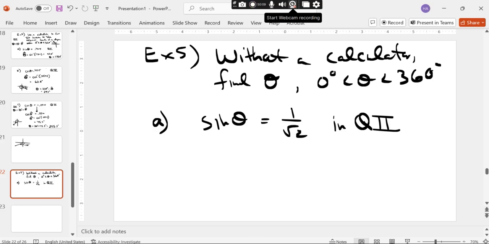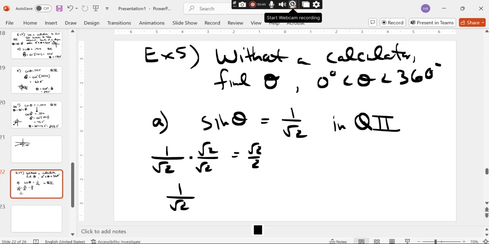Exercise 5, I'm going to throw a wrench in our situation here. I need sine theta equal to 1 over root 2, and I need to do it without a calculator, and we're in quadrant 2. What's up with the 1 over root 2, first of all? It is not rationalized. Remember, you can't put a root 2 on the bottom. So in order to rationalize it, we're going to do this. 1 over root 2 is the same thing as root 2 over 2.